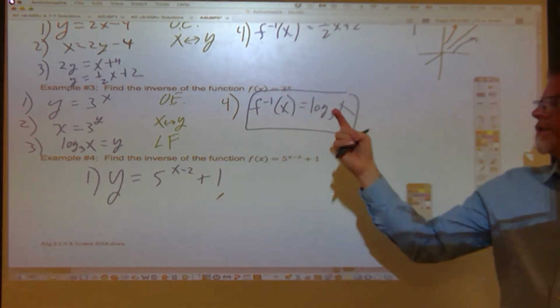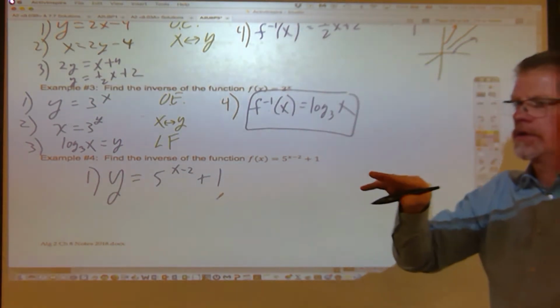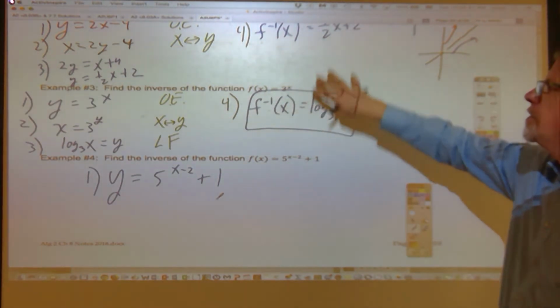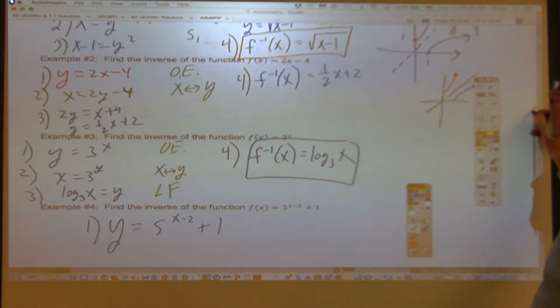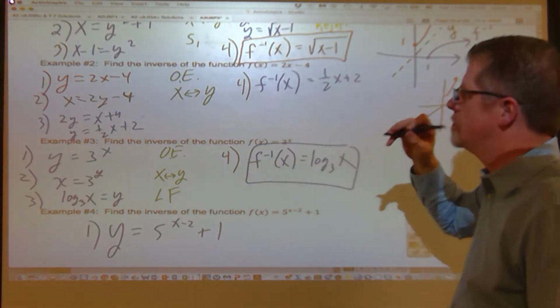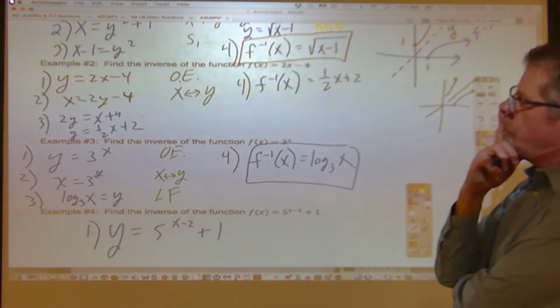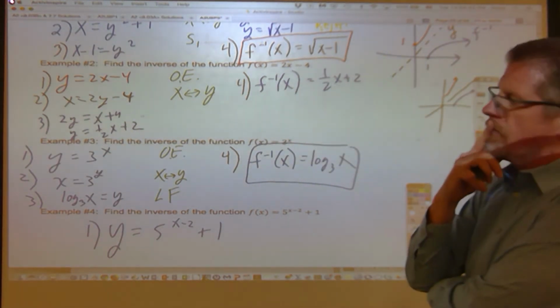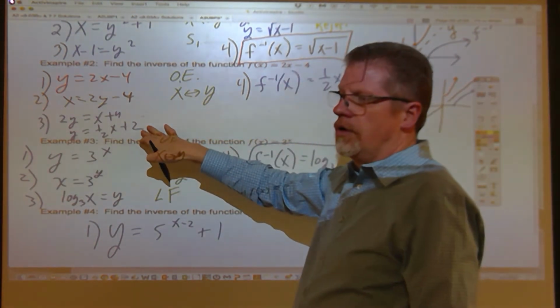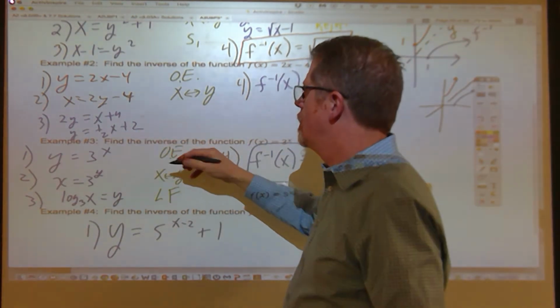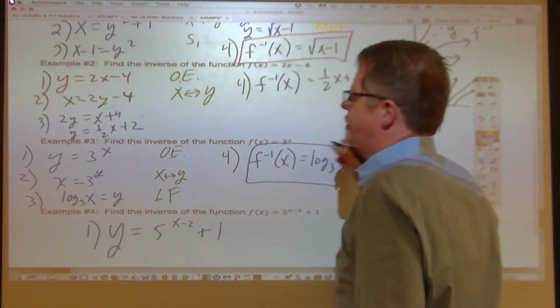Oh, question. It sounds like there's a question. This is about the previous problem. About this one? No. Oh, the one up here? Yeah. So what's your question? I was just wondering why you had 1/2 x plus 2? Yeah. Well, I divided both sides by 2. So why is it 1/2 in front of x?